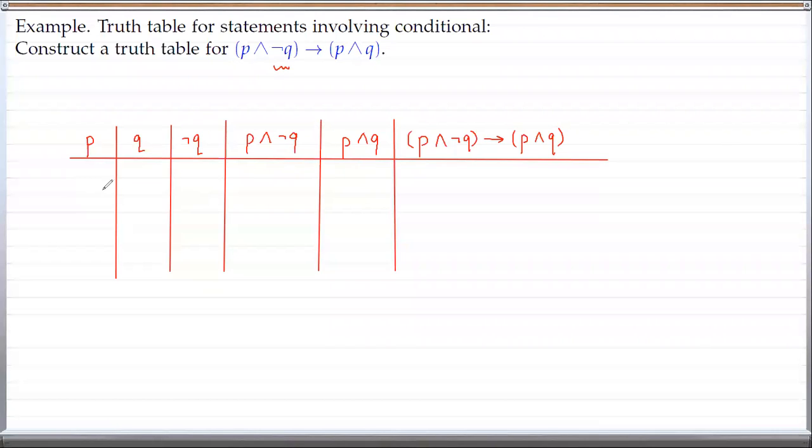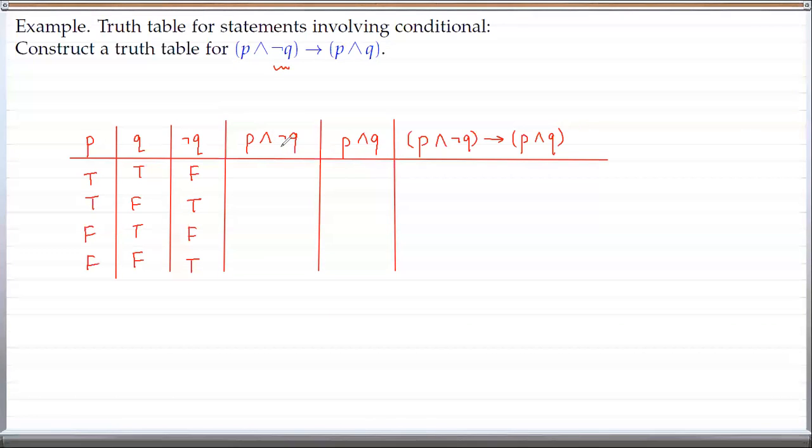Now we will put down all the possible combinations of truth values of P and Q. So we can have P true, true, false, false. And we can put Q true, false, true, false. This way we get all the possible combinations of truth values of P and Q. Next we have not Q. So we can just negate this column. We have false, true, false, true.